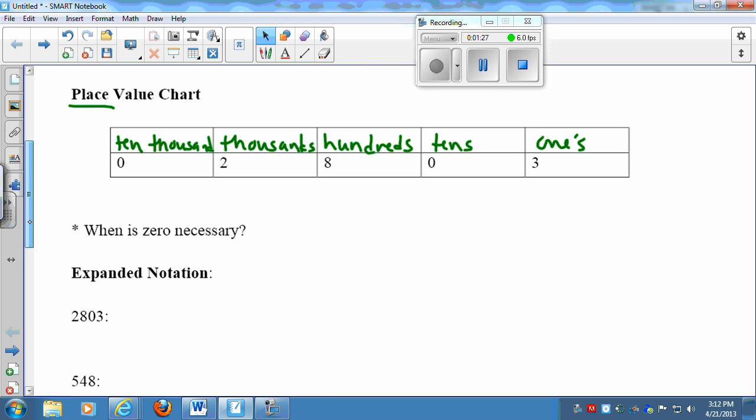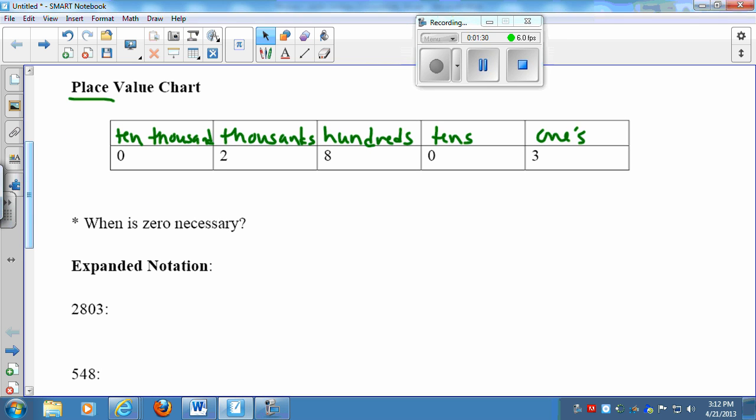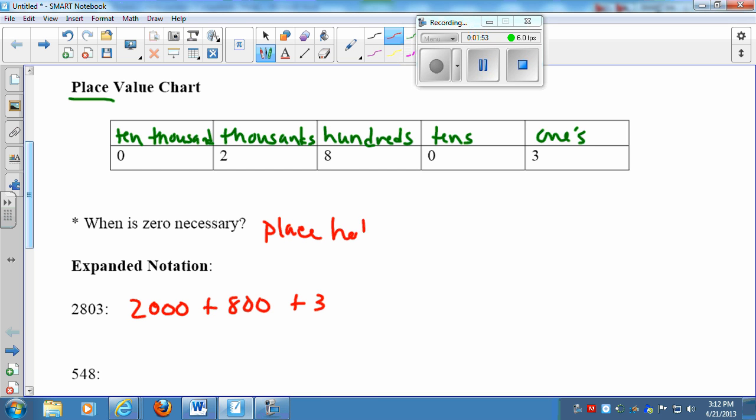So if we look at this number, we have the number 02803. So if we want to write this in expanded notation, we would simply write 2,000 plus 800. Now that 0 shows I have no tens, so I'm going to leave that blank and go plus 3. So that's expanded notation. So when is the 0 necessary? The 0 is necessary to have a placeholder. And the number written above, the 0 shows me that that's a placeholder having no tens.